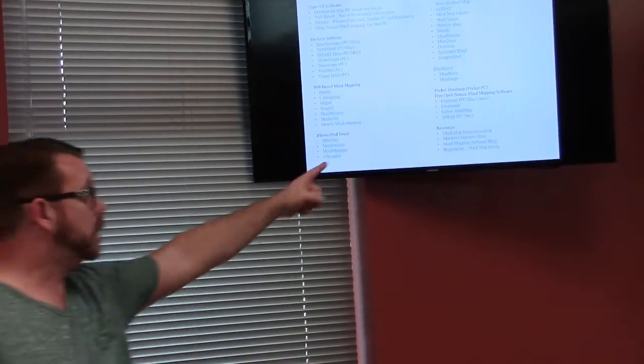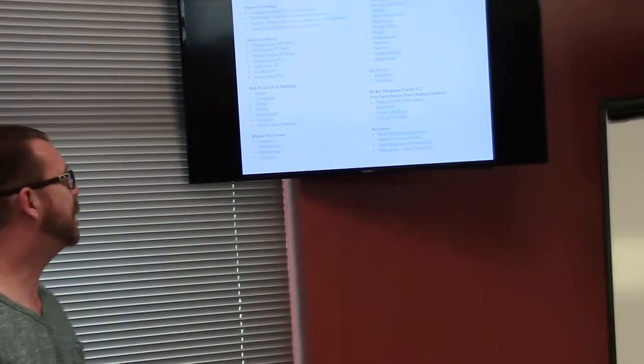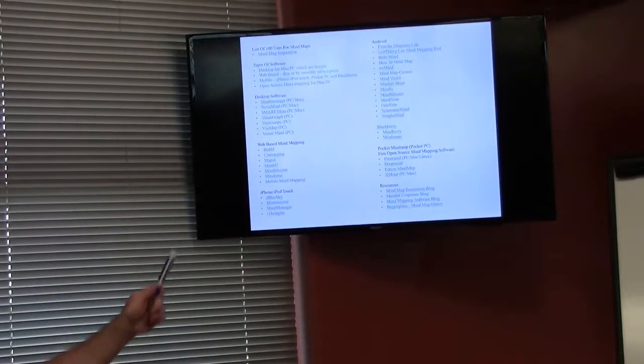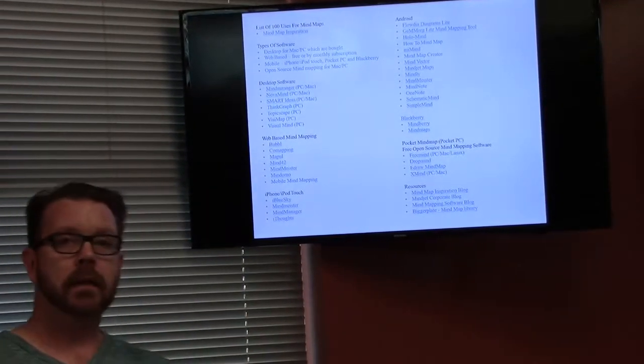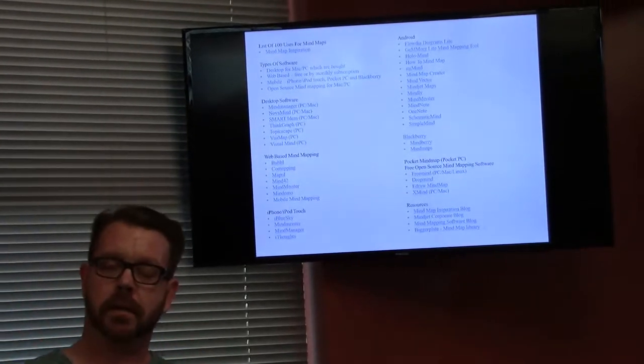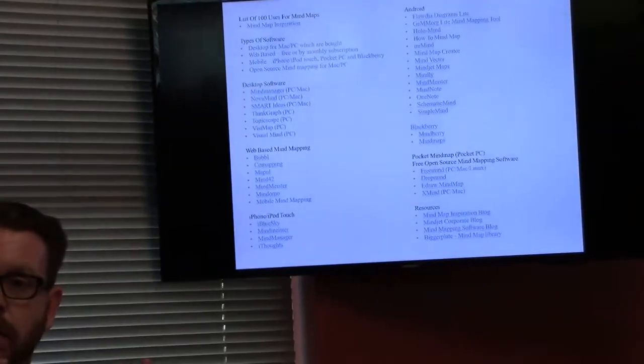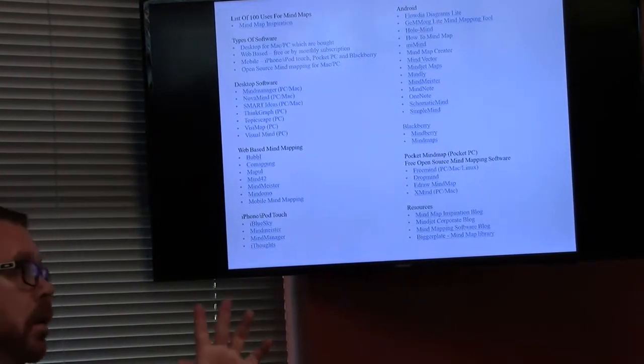Believe it or not, BlackBerry is still alive. There's even one for BlackBerry. There are web-based ones, and there are a lot of resources. But again, what I was trying to show was just the basic parts of mind mapping. So if you understand the basics, it would help.